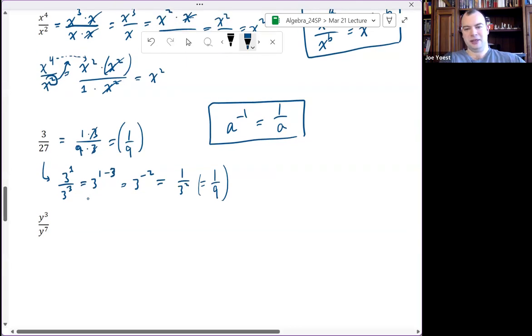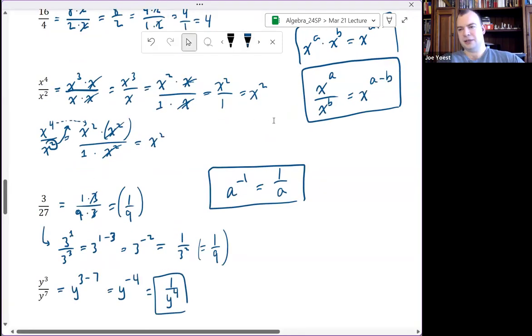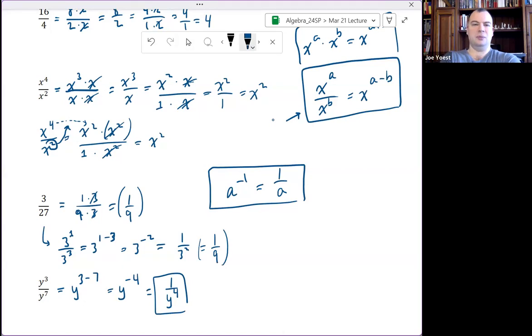But if I had a problem like this, y cubed over y to the 7, maybe this works a little nicer, right? Y to the power 3 minus 7, y to the -4 power, or 1 over y to the 4th power. Okay, so when I'm dividing a monomial by a monomial, I want to keep this power property in mind, that when I'm dividing power functions like this, x to the a over x to the b, I subtract the powers.